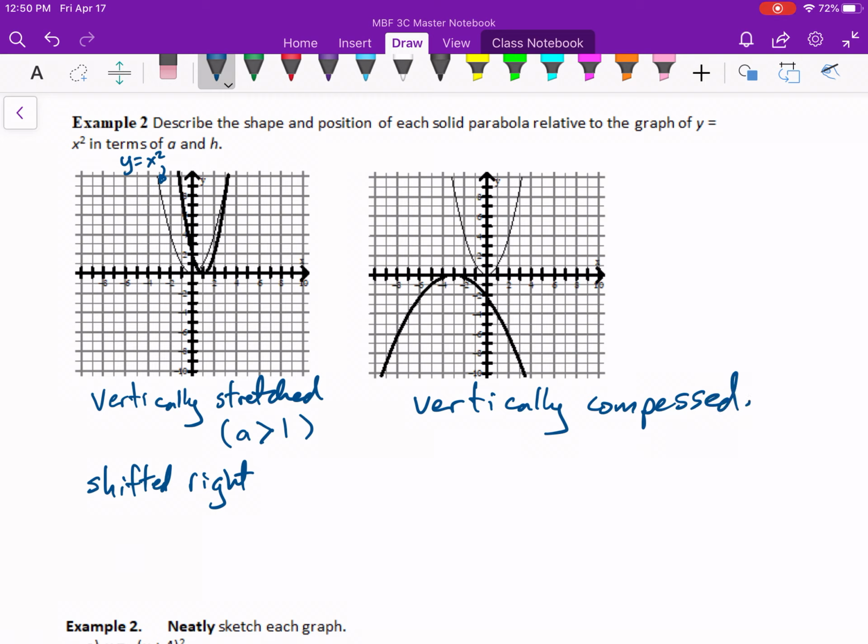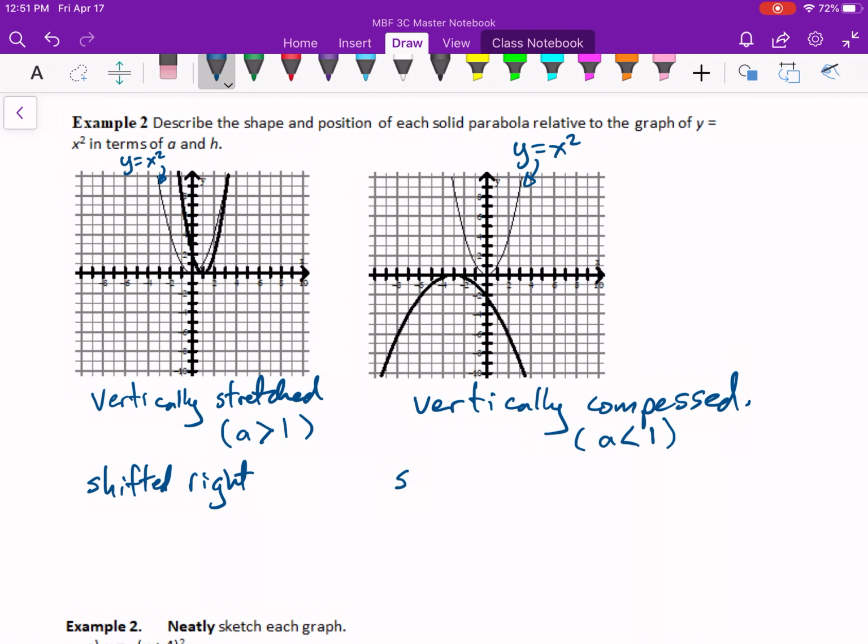I know that because the darker one looks wider compared to the original graph of y equals x squared. So that makes it vertically compressed, and it's been shifted, and sorry, I might as well just say that a is less than 1. In other words, it's a fraction. It's actually going to be a negative a value, but I'm not even worrying about that right now. It's a number between 0 and 1, and it'll be a negative number.